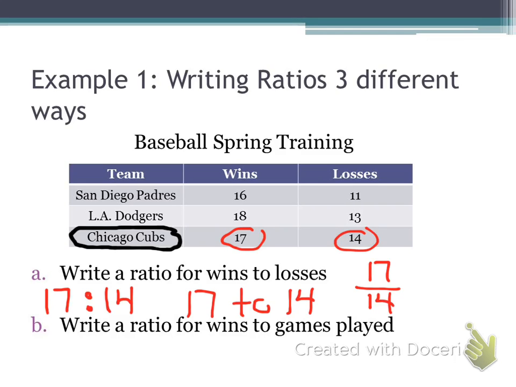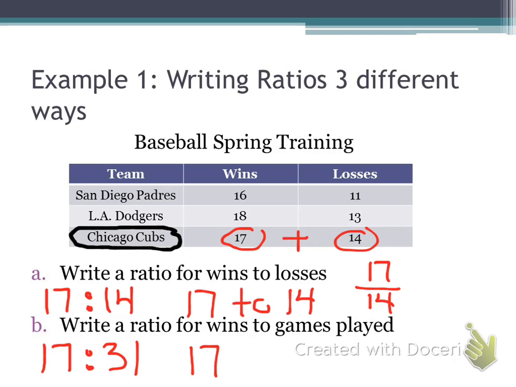Now, this is the very first part of your homework tonight. It's going to ask you to write the ratio in 3 different ways, and this is how you do it. But now it wants us to write a ratio for wins to games played. So we know clearly that there are 17 wins, but now we do have to do a little bit of addition here. Well, total games played would include their wins and losses, so 17 plus 14 is 31. So it's going to be 17 wins to 31 games played.